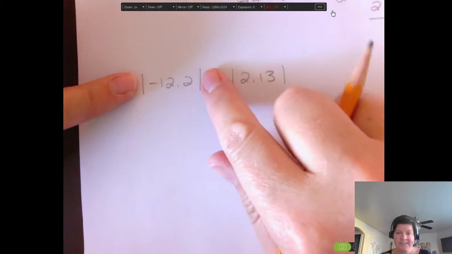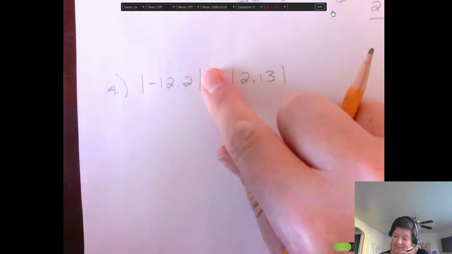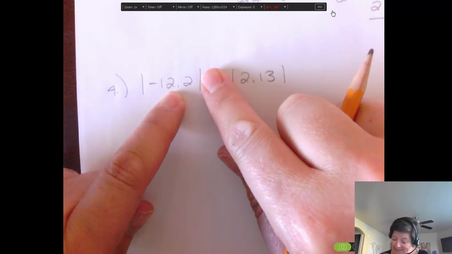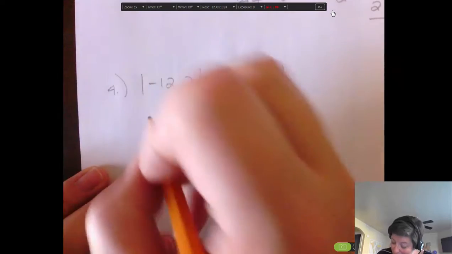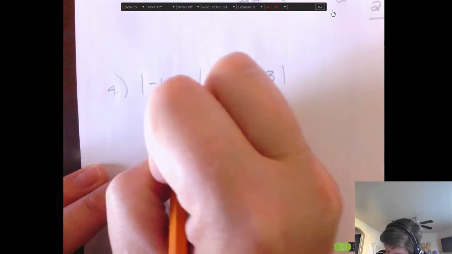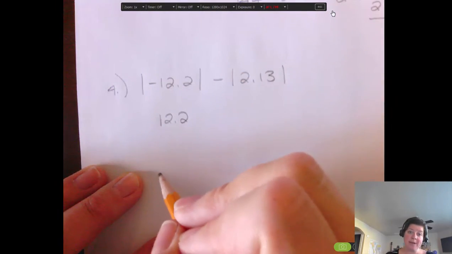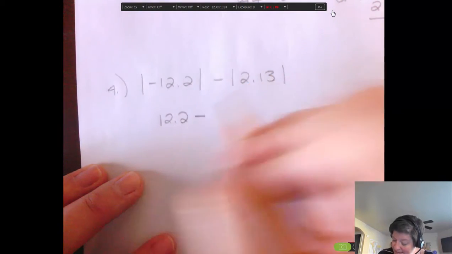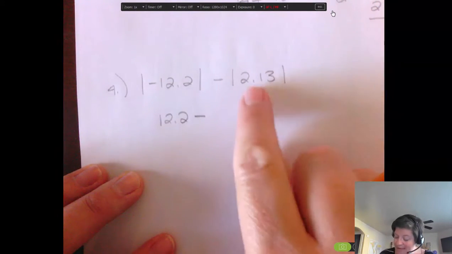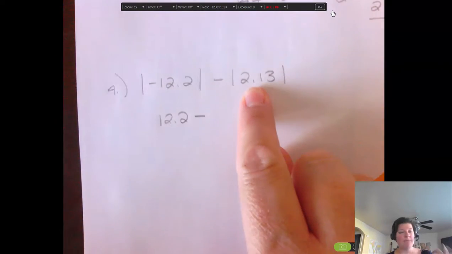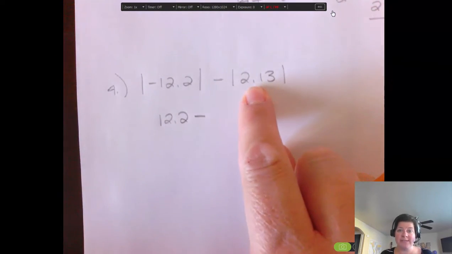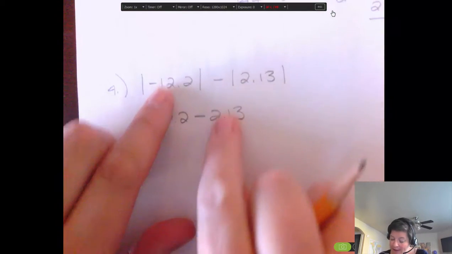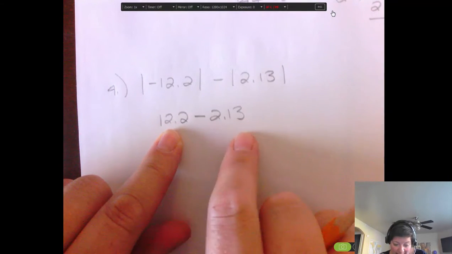To get rid of this absolute value, we have to decide, what is this negative 12.2? How far from 0 is it? And that is going to be positive 12.2. Remember, it's always going to be positive coming out of those absolute value signs. Bring down the minus sign. 2.13 out of the absolute value would become, how far away from 0 is it? 2.13. So they both come out, then I subtract them.